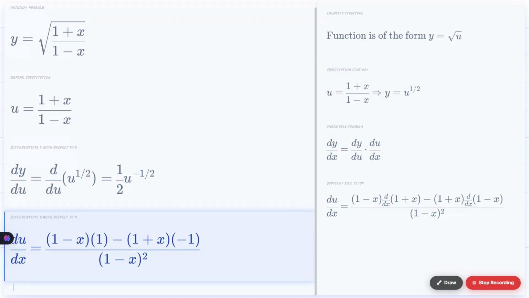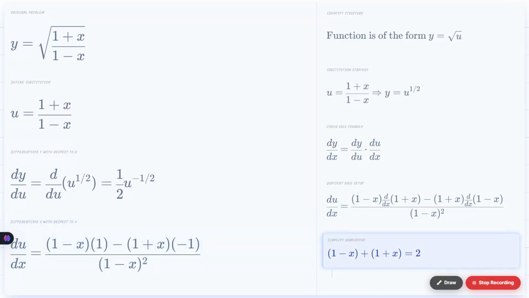We find du divided by dx by using the quotient rule formula. We do this to calculate the second part of our chain rule. We follow the rule where we multiply the bottom by the derivative of the top and then subtract the top times the derivative of the bottom.